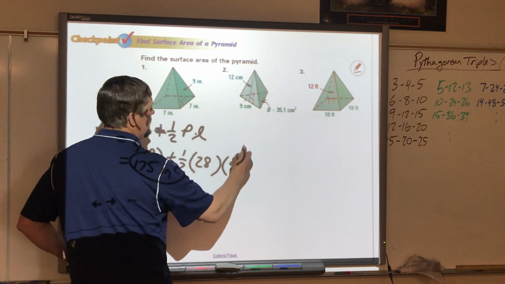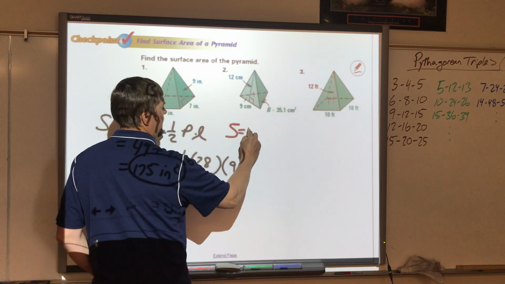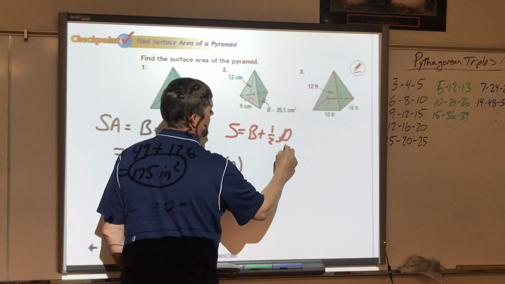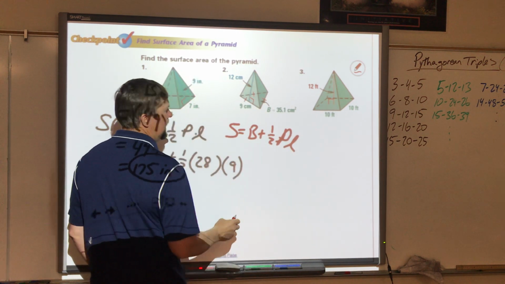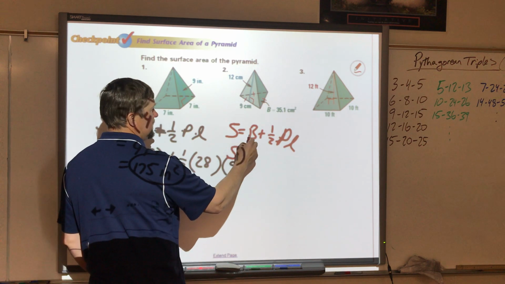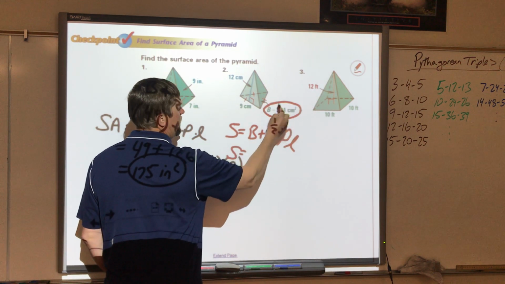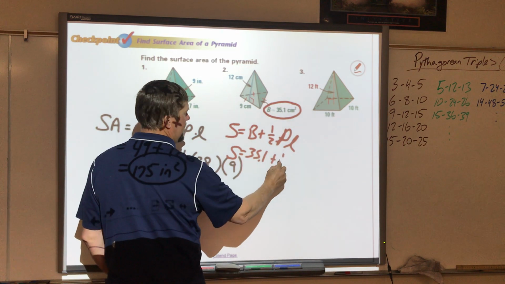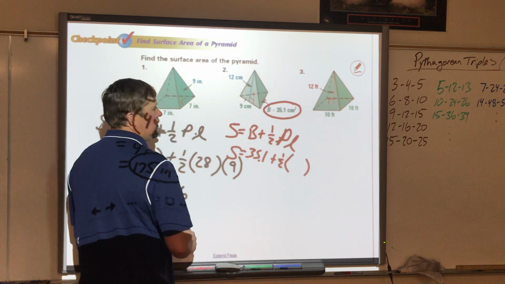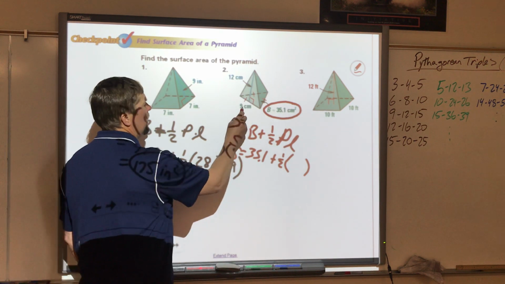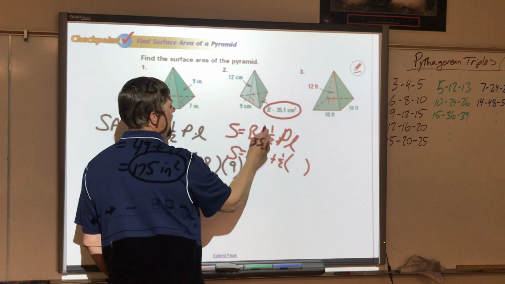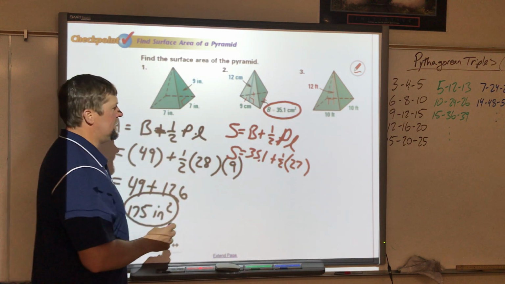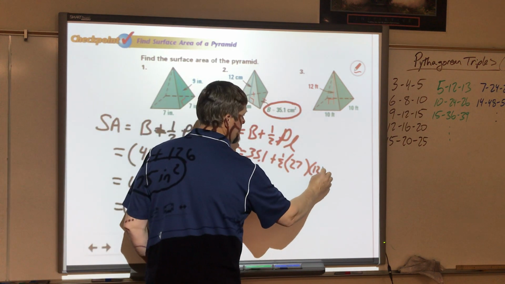Okay, the next one, the surface area is the area of the base plus 1/2 the perimeter of the base times the slant height. This is the area of the base, so it's 35.1 plus 1/2 the perimeter. They're all the same sides of a triangle, so that's 27. There's 3 of them. And the slant height is 12.